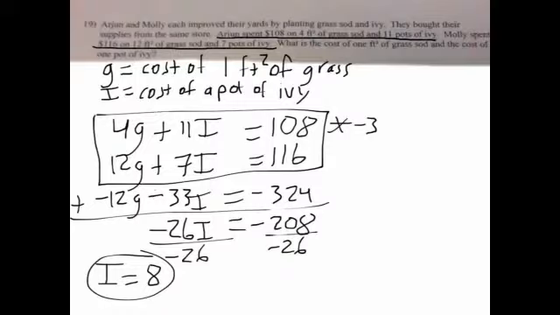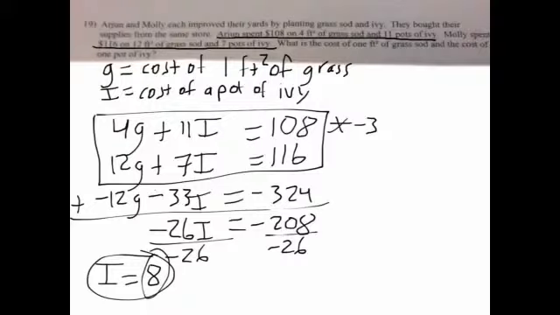Alright, so I figured out where things went horribly wrong, because I noticed that this wasn't a whole number, and she bought pots of ivy. She didn't buy parts of pots of ivy, and it didn't make sense. So notice here, this number, I had 500 something. That's not what 108 times -3 is. It comes out to be -324. And so when you add those together, you'll get -208. And then when you divide that by the -26, you'll get 8. So she got 8 pots of ivy.